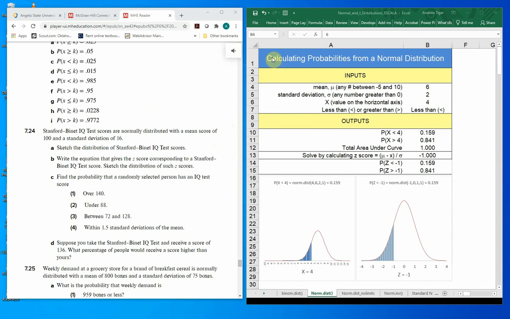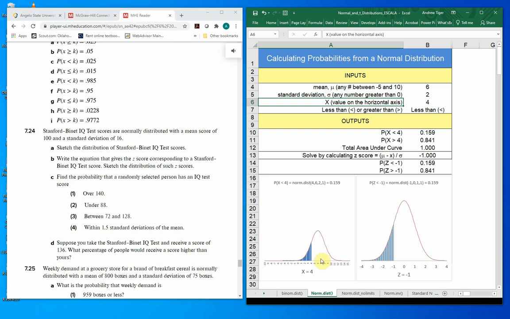So this is a tool I developed that students can use. It's got multiple worksheets. Let me briefly go over what it does. These are the four inputs. You can put in the mean, the standard deviation, some value on a horizontal axis, and whether you want the left-hand side or the right-hand side. And what it will do is calculate the probability of a normal distribution as well as draw some pictures.